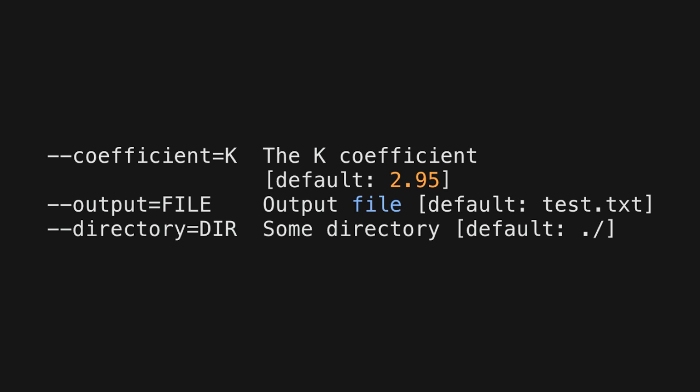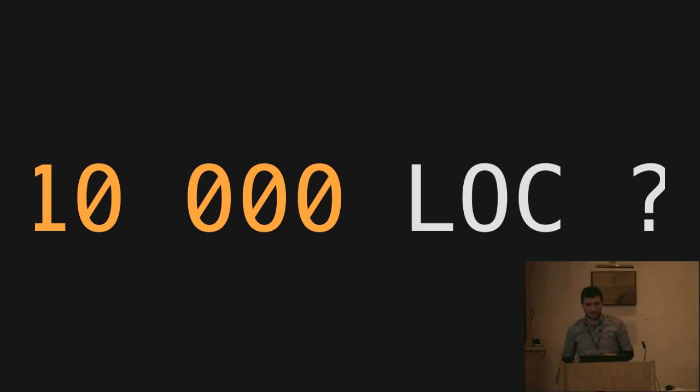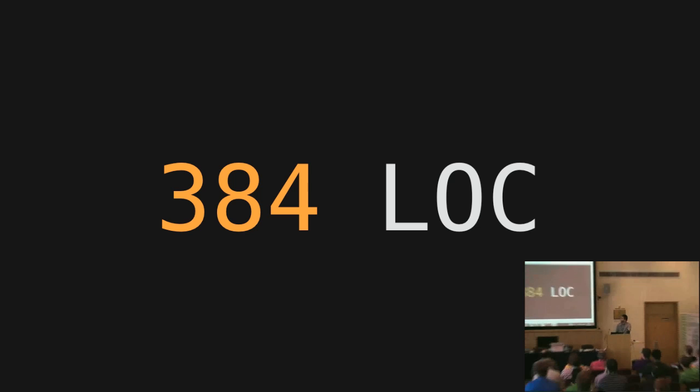Next, you can put square bracket, default, colon, your value, closing square bracket in order to denote the default value for your option. And so, this awesome command line library, is it 10,000 lines of code? Is it 5,000? It is 380 or so lines of code. It is really tiny, and it is simple.